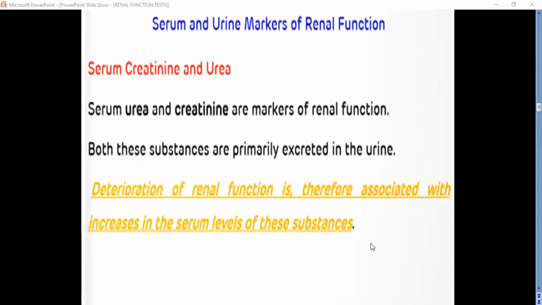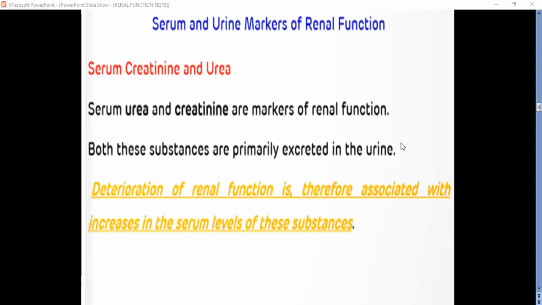Next, coming to the second type of test, known as serum and urine markers of renal function. To analyze renal function, there are two major markers: serum creatinine and urea. These two are both metabolic byproducts of the metabolism happening in all the cells of our body. Serum urea and creatinine are markers of renal function. Both these substances are primarily excreted in the urine.